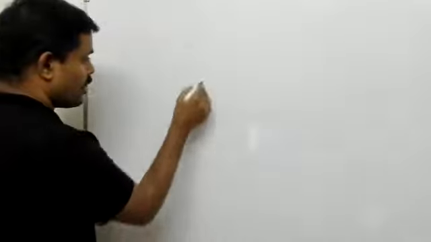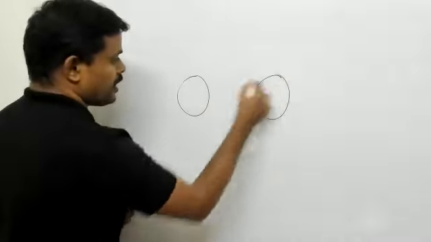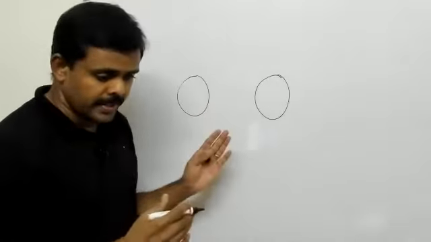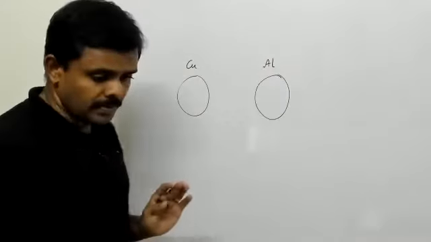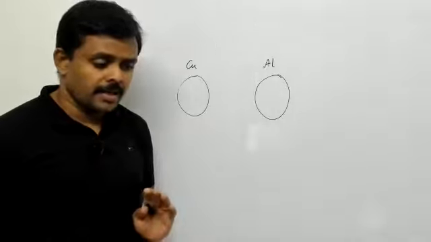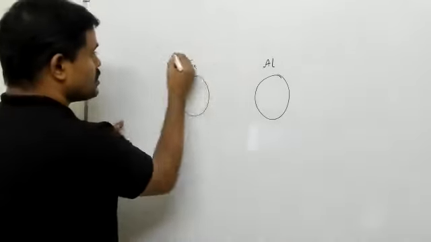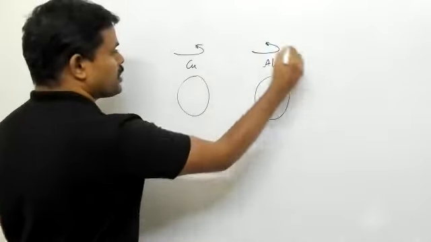Question number 18. Two identical loops, one of copper and the other of aluminium, are rotated with the same angular speed in the same magnetic field. So you got two loops here. One loop this way, another one this way, right? Like this. Okay, there are two loops. One is made of copper and the other is made of aluminium. And these are rotated with the same angular speed. So this is rotated with omega. This is also rotated with omega.